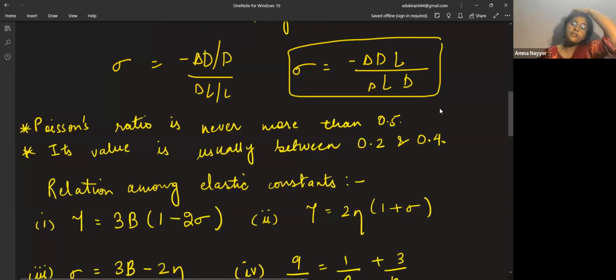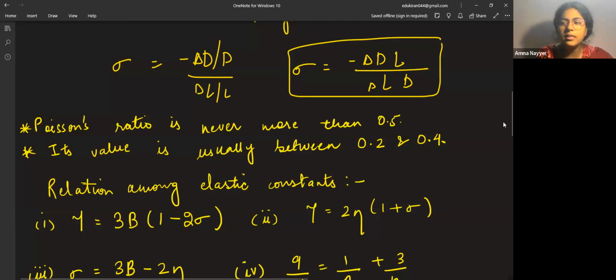Poisson's ratio is never more than 0.5. So if by chance your answer is coming more than 0.5, this means your answer is incorrect. It cannot be more than 0.5. Usually the answers come like 0.321, 0.249, 0.3, something like this. So mostly in between 0.2 and 0.4. So Poisson's ratio is never more than 0.5. Its value is usually between 0.2 and 0.4. This I told you.